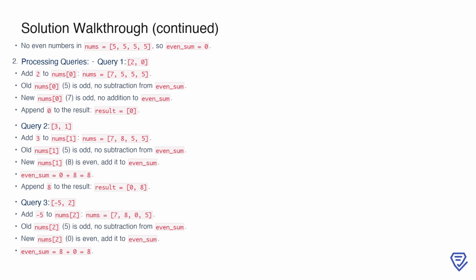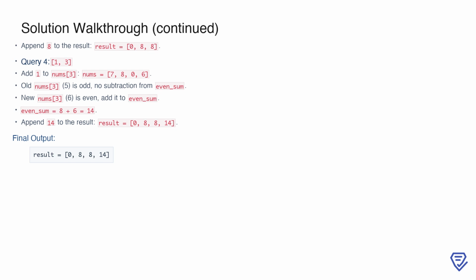Next, for the second query, [3, 1], we add 3 to nums[1], updating the array to [7, 8, 5, 5]. The old value at nums[1] was 5, which is odd and does not affect the even_sum. The new value, 8, is even, so we add it to the even_sum, resulting in 0 plus 8 equals 8. We append 8 to the result, making it [0, 8] so far.